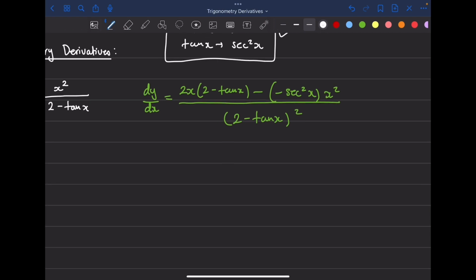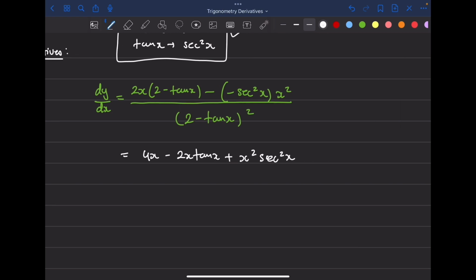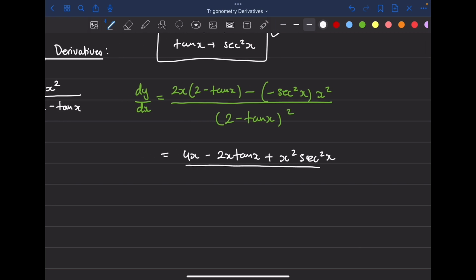So what we would have is that this is equal to 2x times 2 is going to be equal to 4x, and then 2x times negative tan x is negative 2x tan x, and then these two negatives here become a positive, so they cancel. So we'd have plus x squared secant squared x, and then the denominator, we don't have to expand that because there is no way we would simplify to begin with, so we can keep this as 2 minus tan x all squared. And just like I said, in theory we were done in this first step.